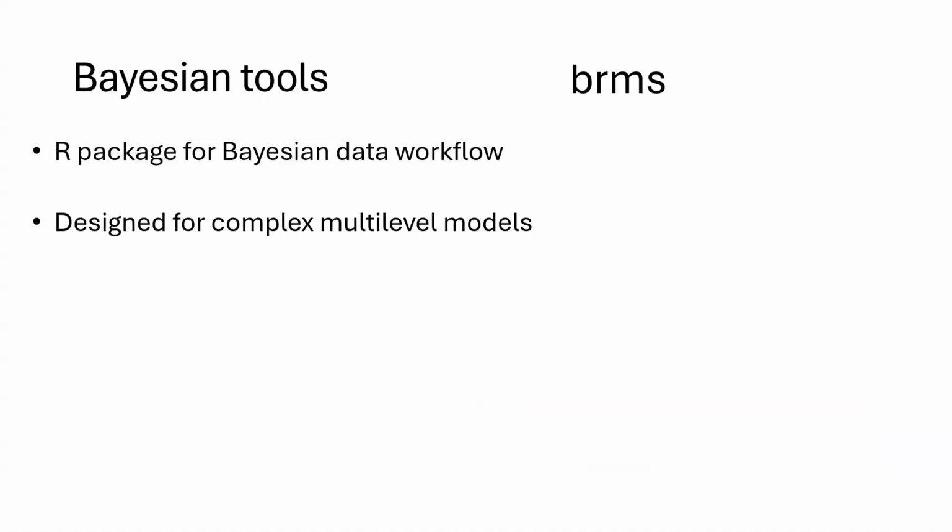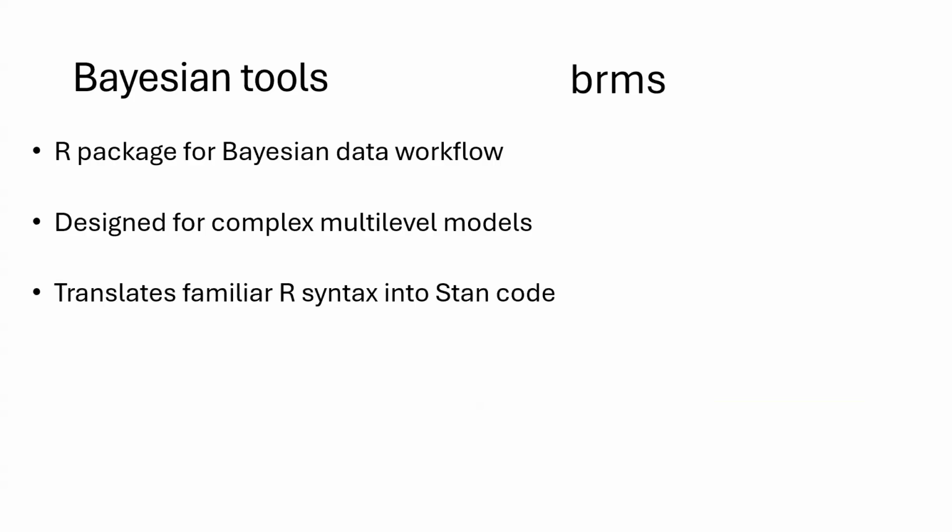brms is the main tool that you'll be using through R. It is an R package for a whole Bayesian data analysis workflow, and it's really designed as a wrapper on top of other tools to make specifying complex models easier. So you'll be learning about multi-level models, different kinds of error distributions. It's a more user-friendly interface for dealing with the kinds of complicated models that come up in ecology. And it translates syntax that's fairly familiar to our users into Stan code.